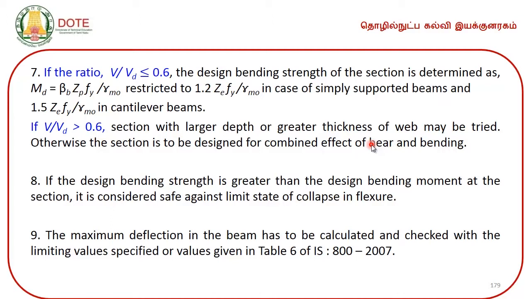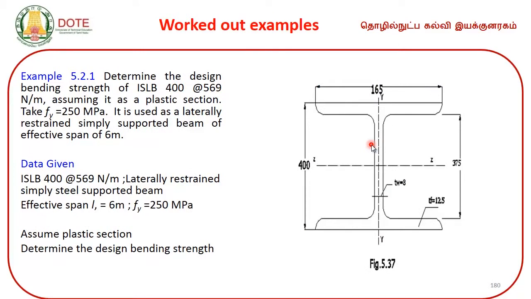If the design bending strength is greater than the design bending moment at the section, the section selected is safe against the limit state of collapse in flexure, and we have to check it for the maximum deflection with the limiting values given in the code. We will work out one problem on this design of simple beams, and this example.